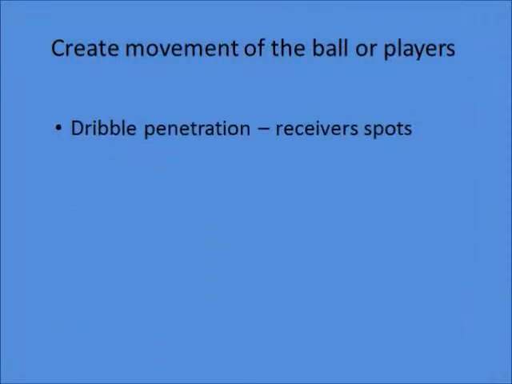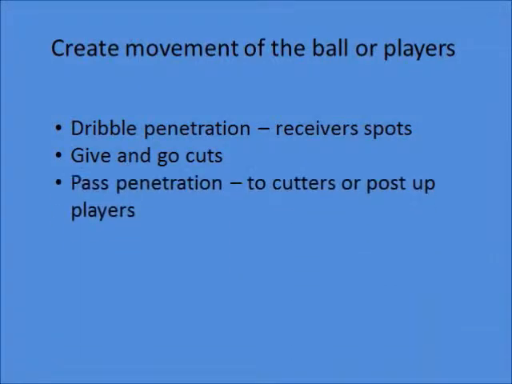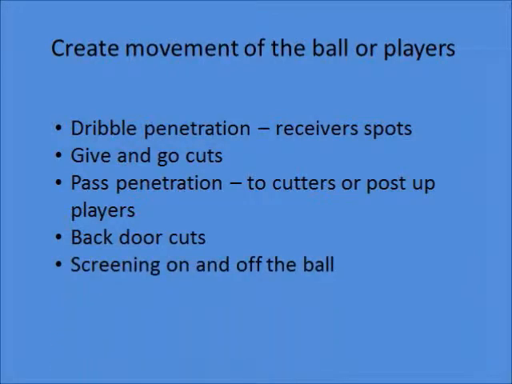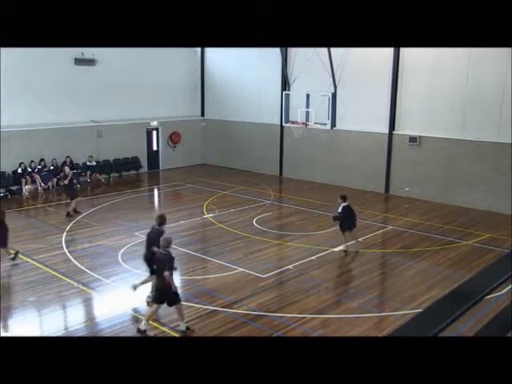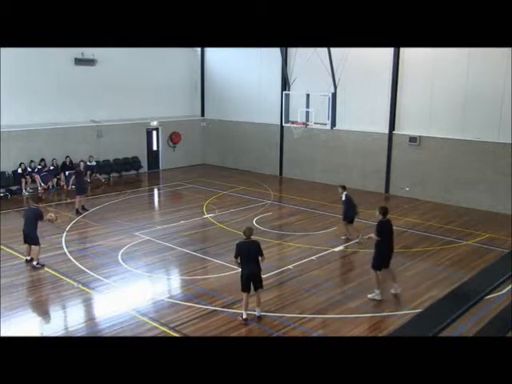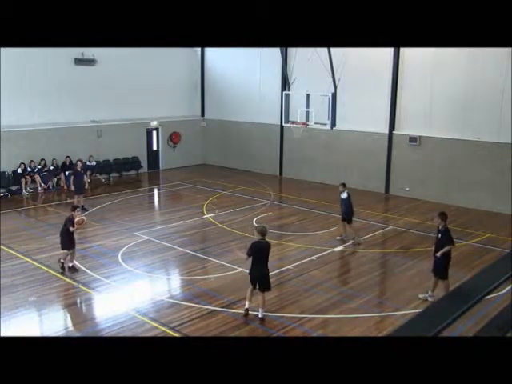The next thing, once you get down there, is looking to create movement of the ball and players. This can be done off dribble penetration, give and go cuts, pass penetration to passes, backdoor cuts, screening on and off the ball, all things we're about to look at in a real life situation with the kids from Templestowe College. So you'll see in this video here, we've just introduced this concept to the Templestowe kids, and this is a drill we use for coming down the floor and balancing it.